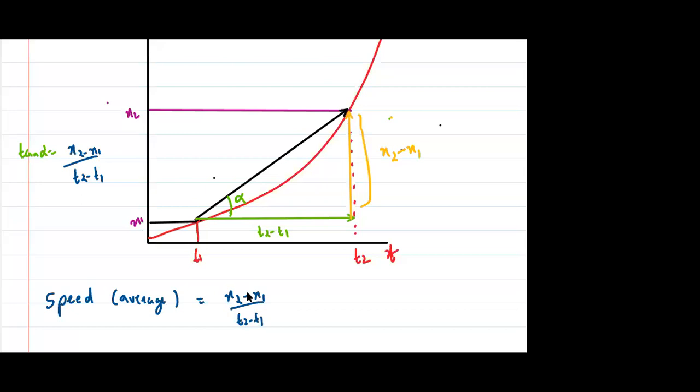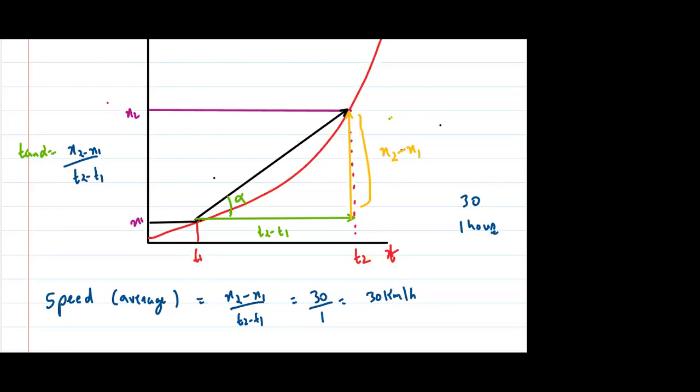If you take a real life example, suppose you started your journey from Vidyanagar and you want to go to Hospet. The distance is 30 kilometers, and you took, suppose, 1 hour. So what is the speed? According to this, it is change in position, which is 30 kilometers, by time taken, which is 1 hour. So this is 30 kilometers per hour. Yes or no?